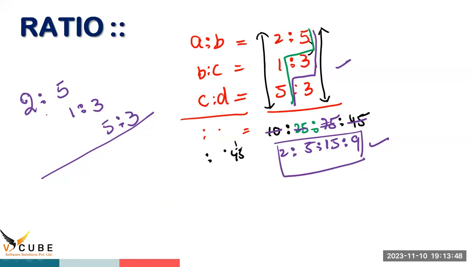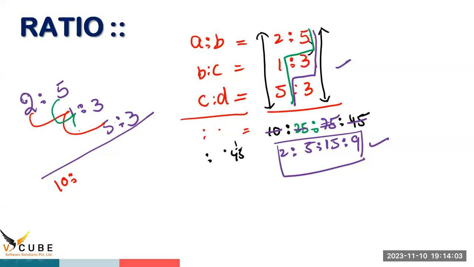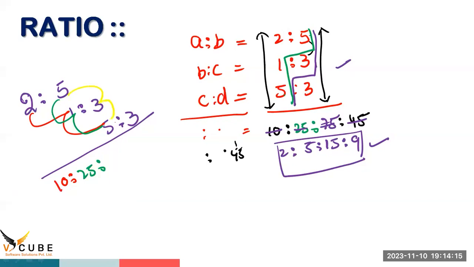Right, to find the a value, 2 into 1 into 5. 2 5s are 10. A value is how much? 10. Okay, next to find the b value, 5 into 1 into 5. 5 5s are 25. Next, to find the c value, 5 into 3 into 5. 5 3s are 15. So 15 5s are 75.